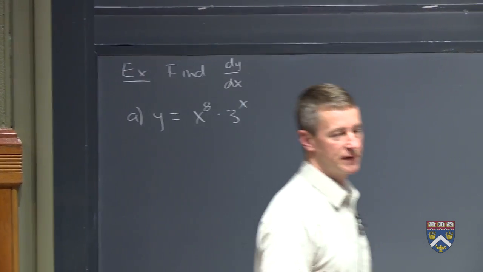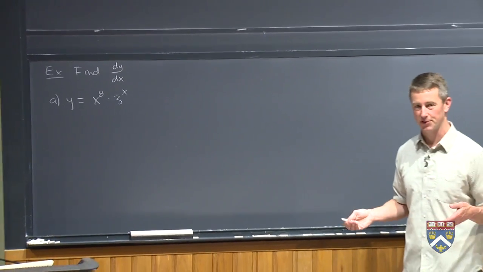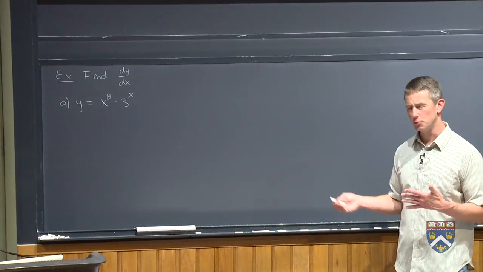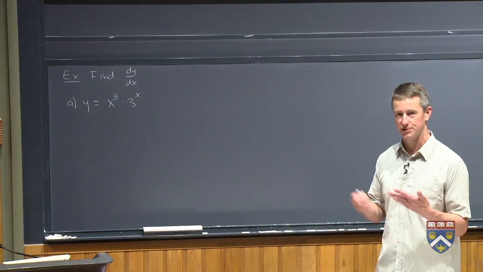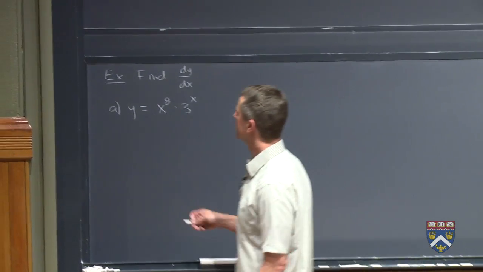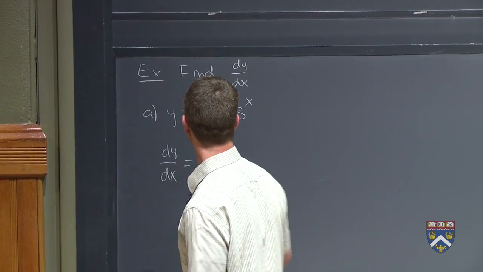So suppose we want to take the derivative of x to the 8th times 3 to the x. We really don't have too many options of different functions to multiply together, right? Because if I multiply two power functions together, it's sort of silly to use the product rule. x squared times x cubed is just x to the 5th. We could just do it that way. But according to the product rule, what do we have to do with this?